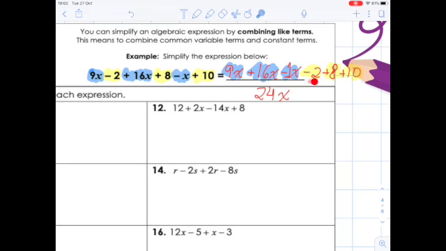Now, negative 2 plus 8 plus 10 is going to give me negative 2 plus 8 is 6, plus 10 is 16. So this is going to be my final answer. This is my simplified algebraic expression. And notice that I can't go any farther because I cannot add a variable term with a constant term. I can't add 24x plus 16. I have to stop there. That's as simplified as it can possibly be.